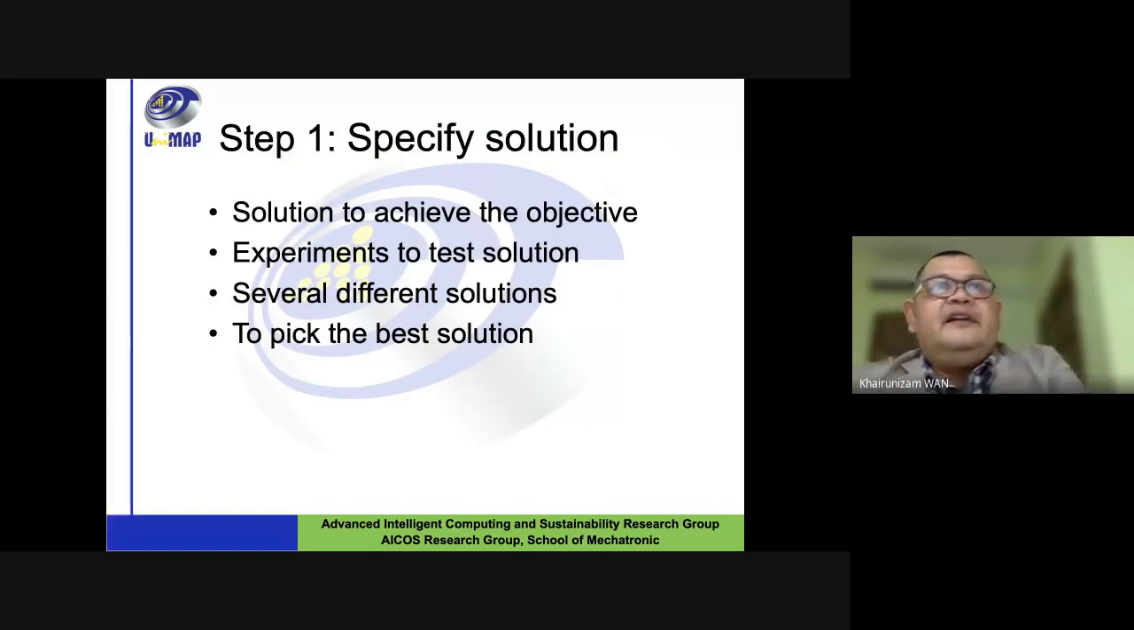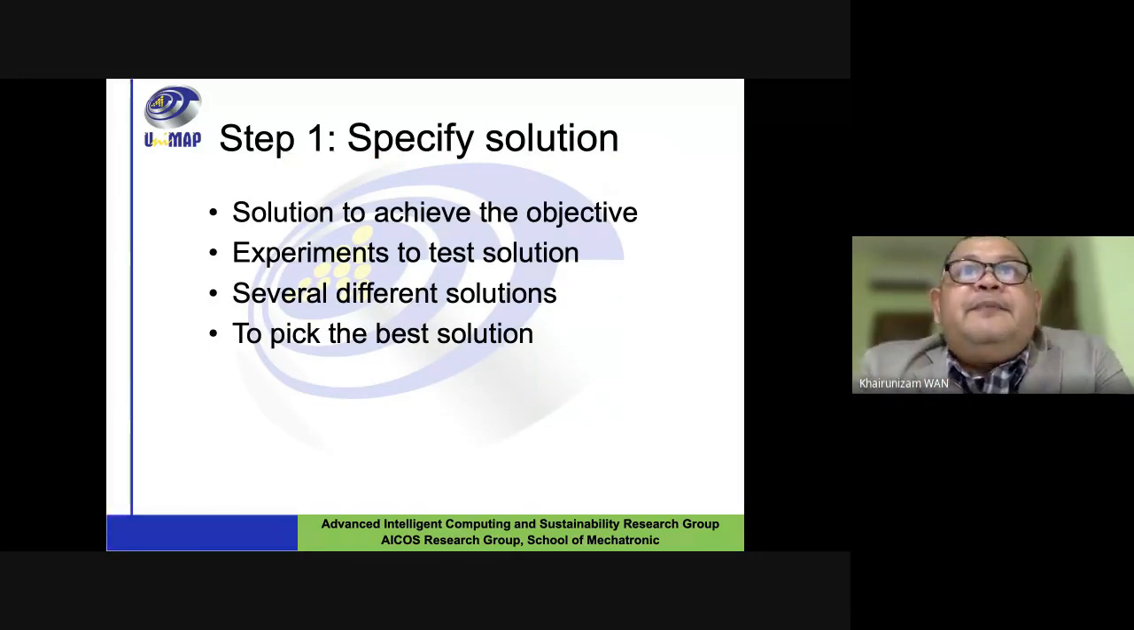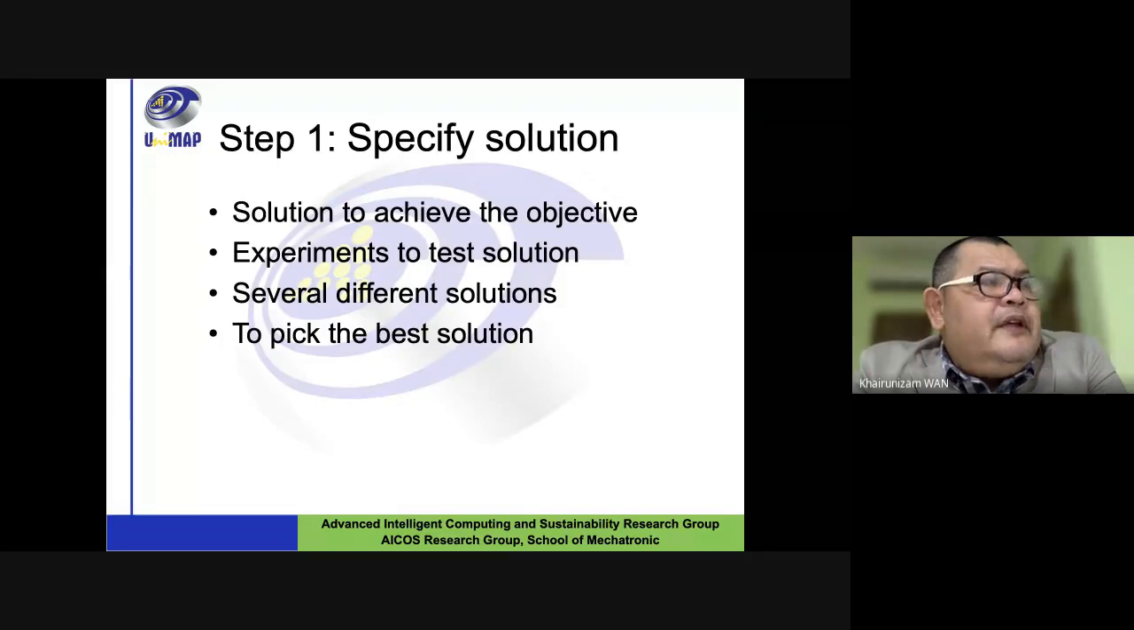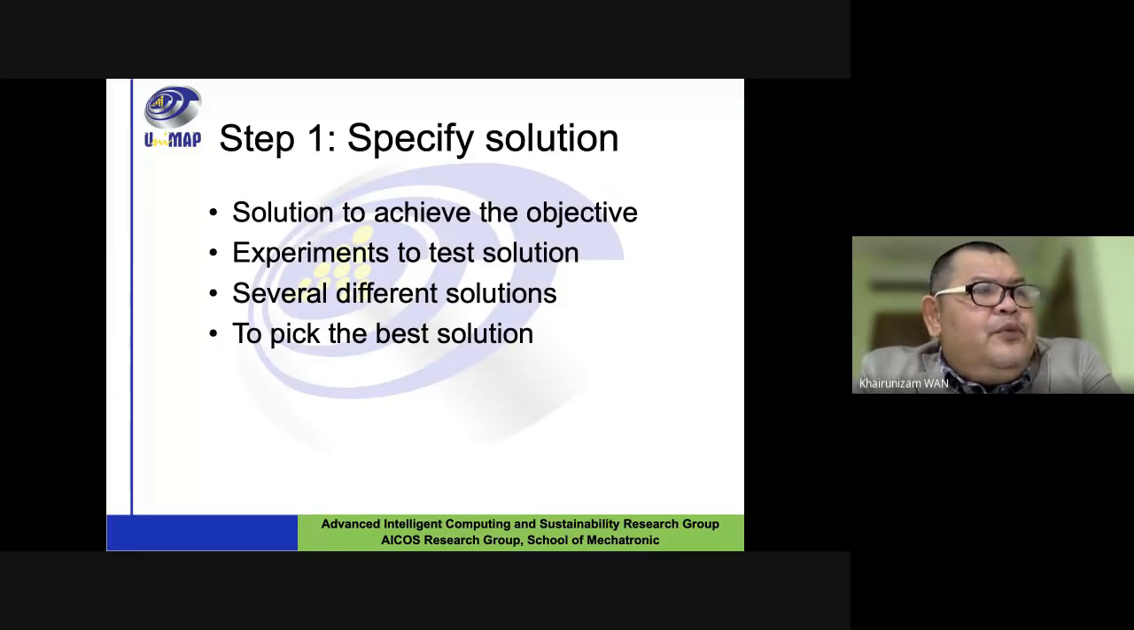First, we see step 1. Step 1 is specify problem, as I told you before. Specify problem means we need to find the solution to achieve the objective. So this is a specify solution.